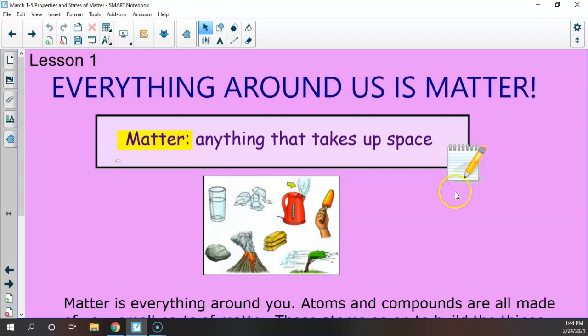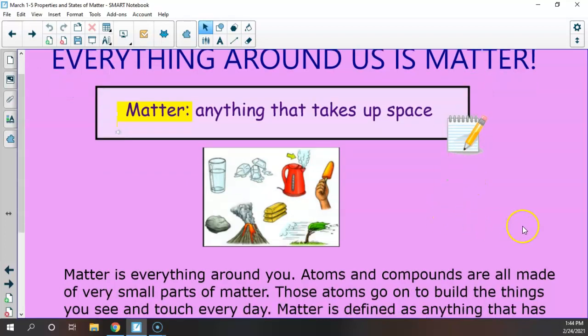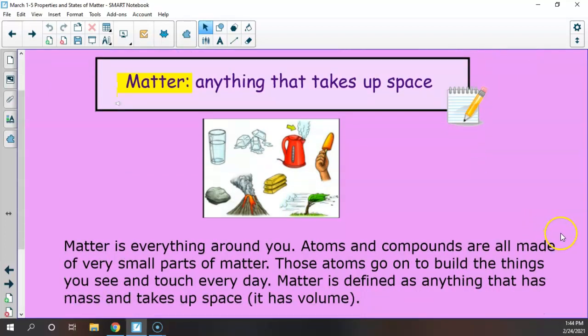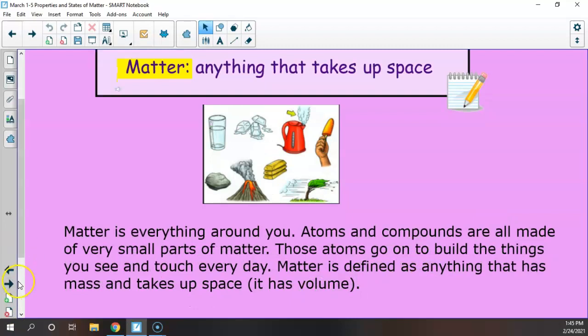Matter is everything around you. Atoms and compounds are all made of very small parts of matter. Those atoms go on to build the things you see and touch every day. Matter is defined as anything that has mass and takes up space. It has volume. That's what it means by it takes up space. So if you want to, you could also write that in your notebook.